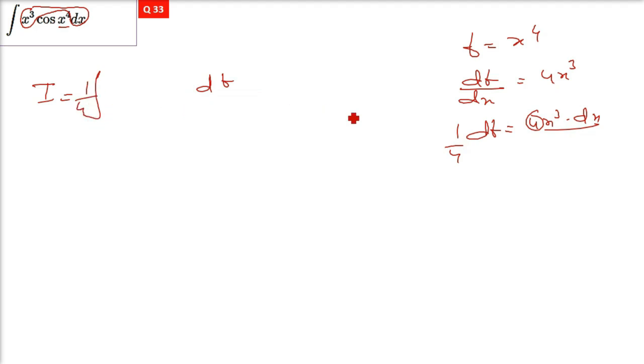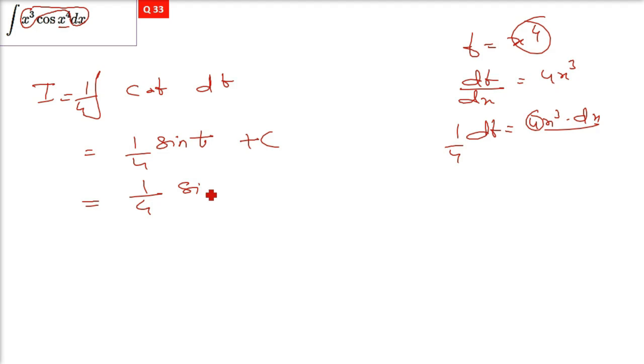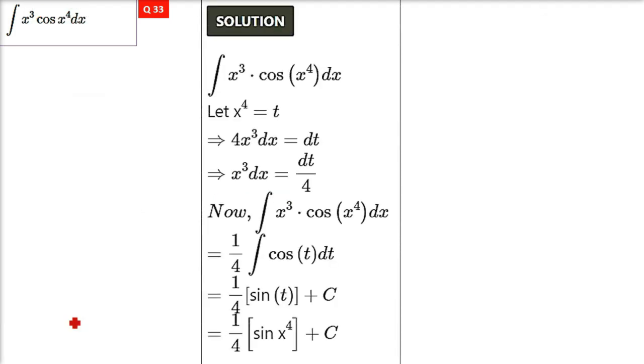1 by 4 will come here because dt by 4 it is. Cos x to the power 4, so it will be cos just t. Got t directly, you can get sine t. 1 by 4 is already there plus constant of integration. One more thing is remaining, t can be replaced by x raised 4, x to the power 4. So 1 by 4 sine x to the power 4 plus constant of integration is your final result. So this is how we are going to write it. All this let and the symbols have to be written.